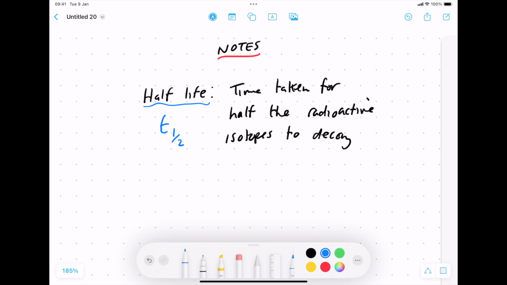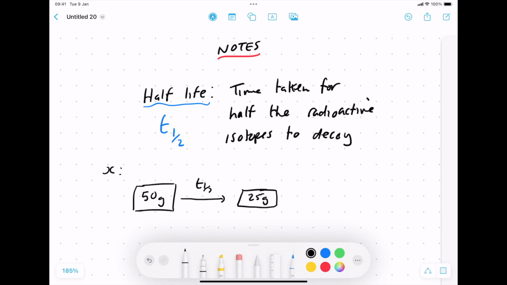So what does it actually mean? How can we understand this phrase, time taken for half the radioactive isotopes to decay? Let's do it in terms of mass. Let's pretend we had a substance X with a mass of 50 grams, decomposing over time to 25. The time taken for it to decompose from 50 grams to 25 grams would be considered one half-life. Then the time taken to decompose from 25 to another half, 12.5 grams, would be another half-life, and so on.